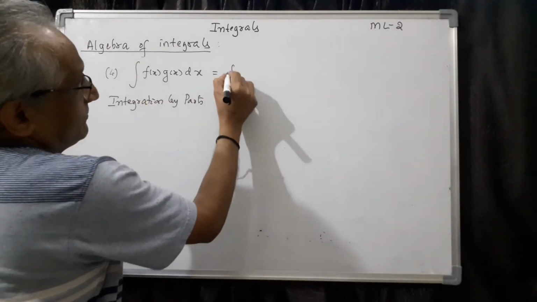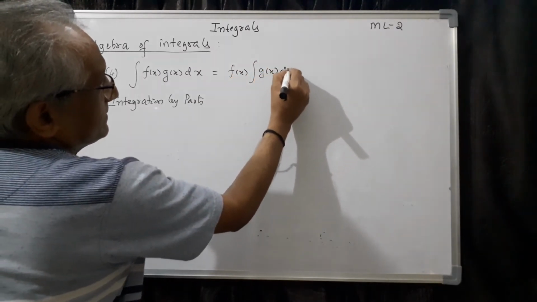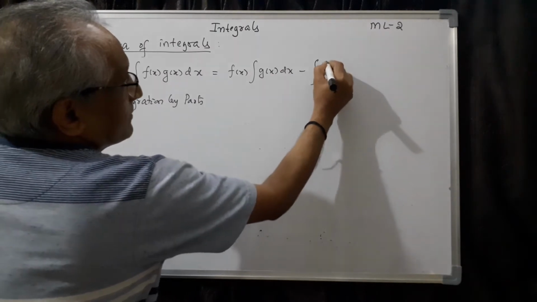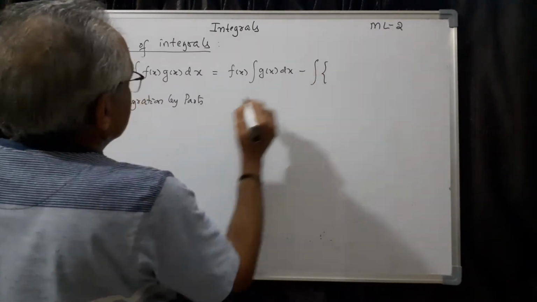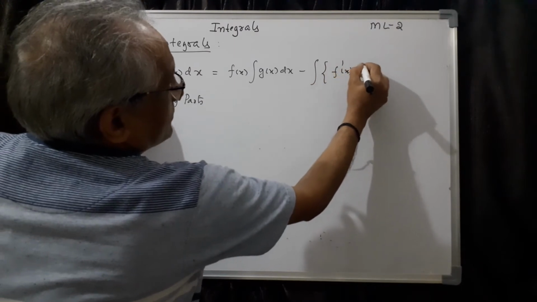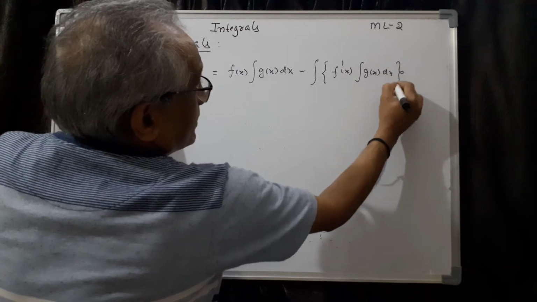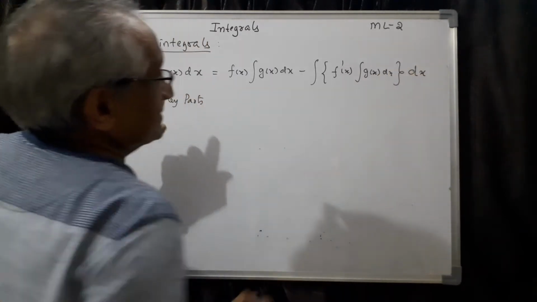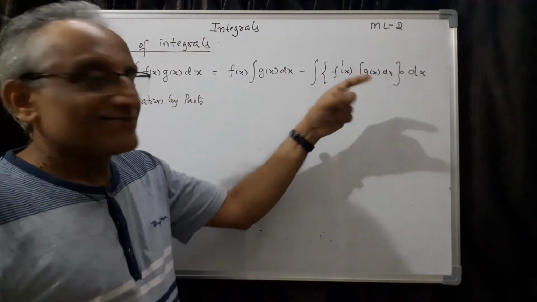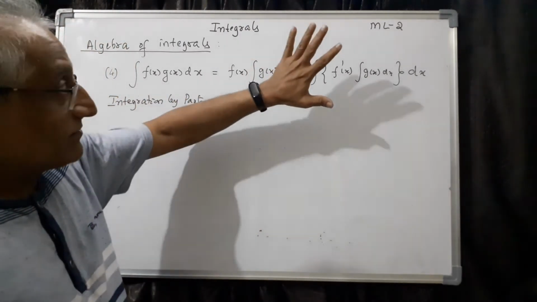Say this is f of x into integration of g of x dx minus, then what you have to do is differentiation of the first one, that is f dash x into integration of g of x dx. Then we have to put a bracket, then integration. That is integration inside integration. So that is the rule. That's why it is called integration by parts. So let us not worry about this one.